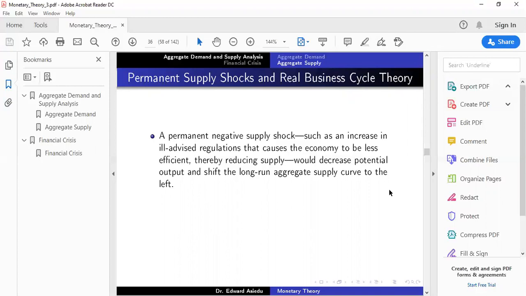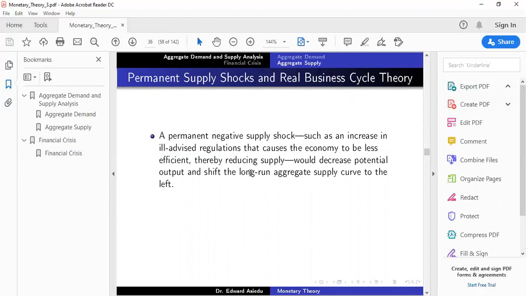And here we are seeing that permanent supply shocks are changes in the long-run aggregate supply. Changes in the long-run aggregate supply will trigger permanent supply shocks. Remember, in the short run, in the end, you still return to your long run potential. So a permanent negative supply shock, such as an increase in ill-advised regulation, regulations that cause the economy to be less efficient, thereby reducing supply, could decrease potential output. So anything that affects the long-run aggregate supply curve can lead to permanent supply shocks.